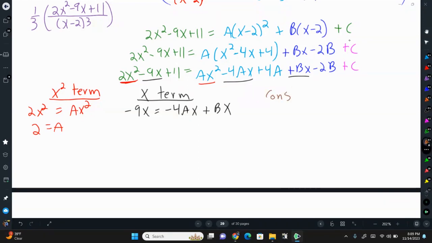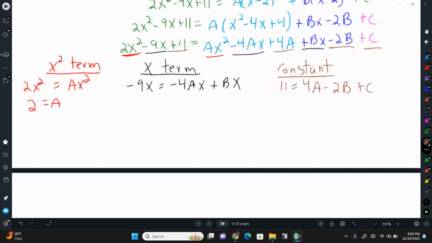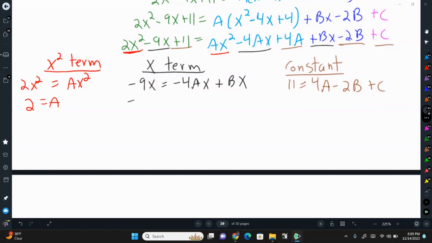So then our constant, we have 11 is equal to 4A minus 2B plus C. Now in this one, we won't be able to figure out C until we know A and B, whereas the one above, we were able to figure out C right away. So negative 9x equals negative 4 times 2x plus Bx. So we can get rid of the x's, so negative 9 equals negative 8 plus B.